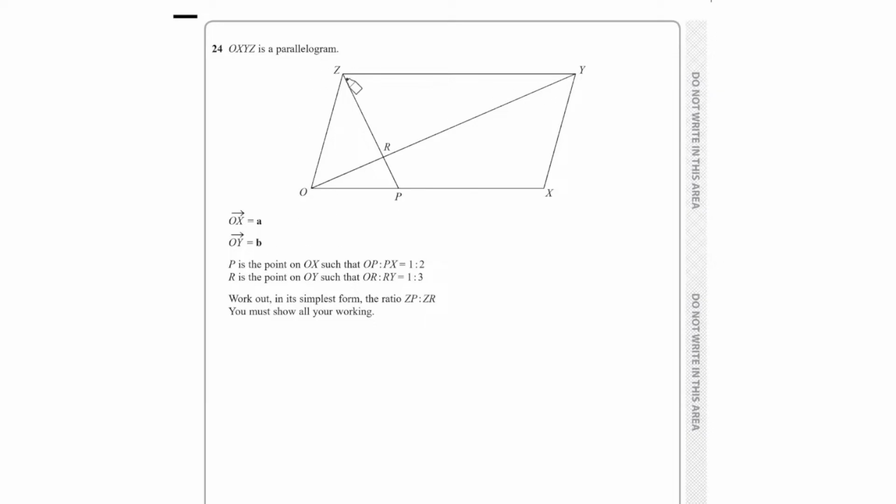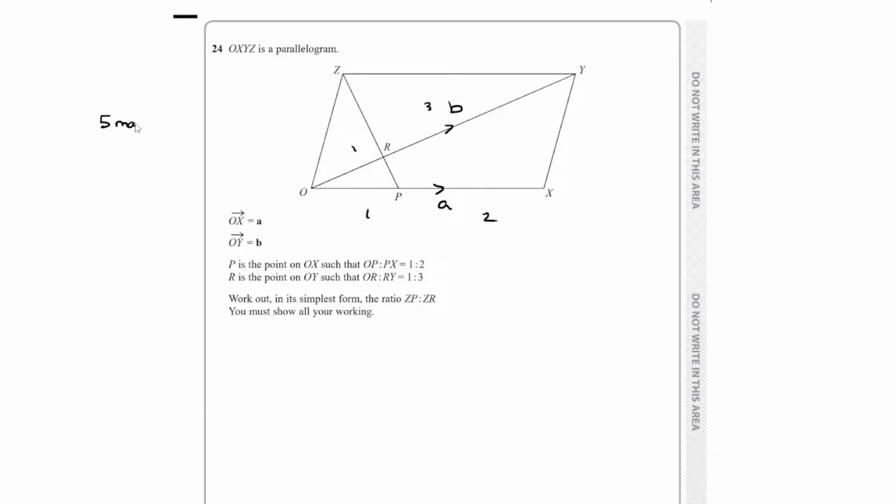So we've obviously got a parallelogram, right, which is important to know. O to X is A, and then O to Y, where's that? Oh, the diagonal one is B. Here's the point P on OX such that OP to PX is 1 to 2. I'm writing 1 to 2, that's not the vector, that's just a scale, right? And then R is the point on OY such that OR to RY is 1 to 3. 1 to 3 again, not a vector, sorry, just a scale. This question is 5 marks.